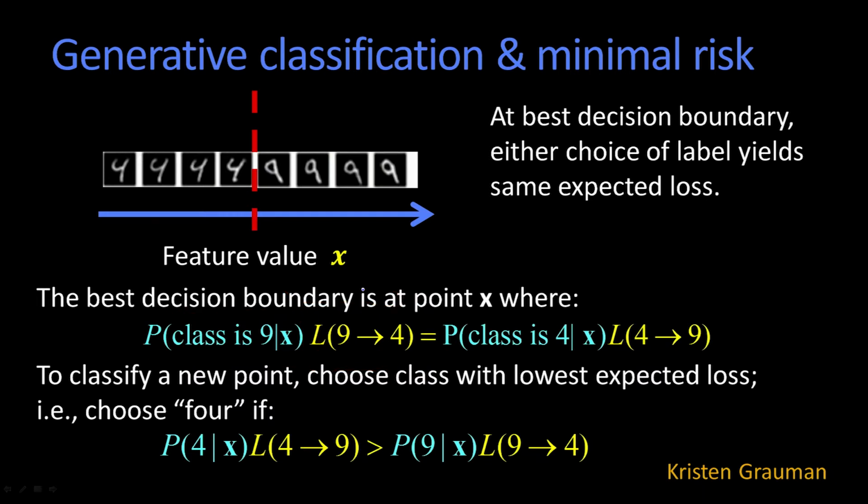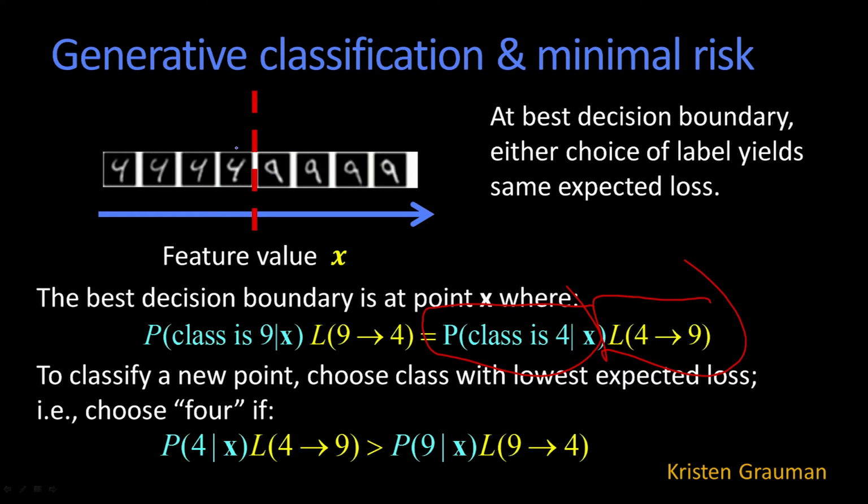Likewise, suppose I'm going to label something a 9. What's the risk of labeling something a 9? Well, the risk of labeling something a 9 is the probability that it was actually a 4 times the cost of labeling something a 4 as a 9. And where should my decision boundary be? Well, my decision boundary should be where the risk of either decision would be the same. And that was the idea of the generative model.